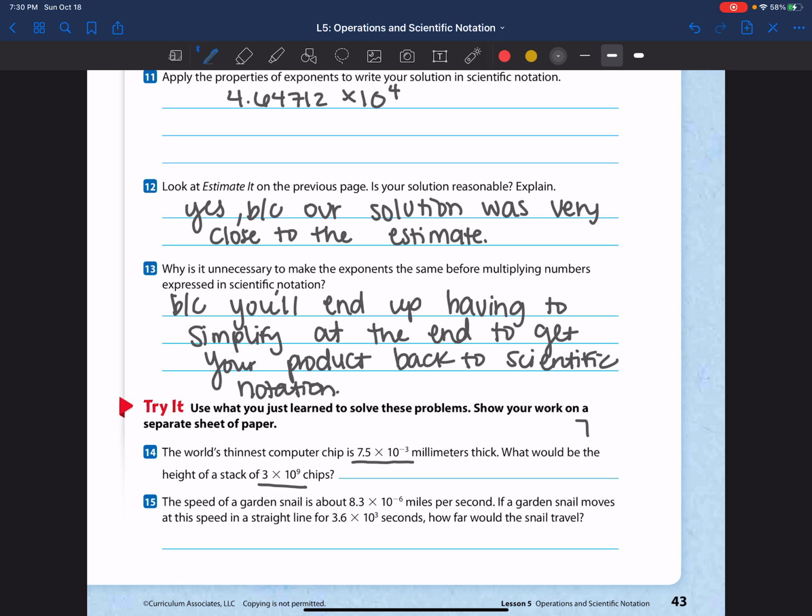So we have 7.5 times 3. So I'm putting my coefficients together, and then I'm putting my powers of 10 together. So let's go ahead and do 7.5 times 3, 22.5 times, and then I use my product rule for exponents, and I keep my base the same and add my exponents to the 6th power. So all I do is put it back in scientific notation, so it'll be 2.25 times 10 to the 7th power. And that's my answer here.